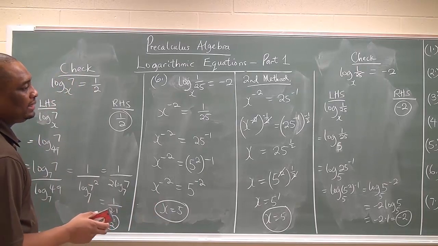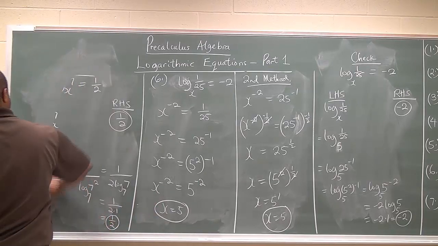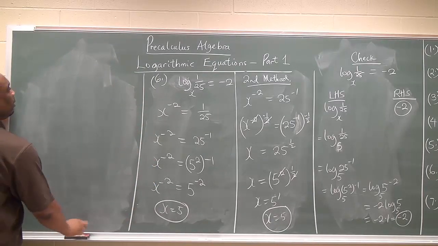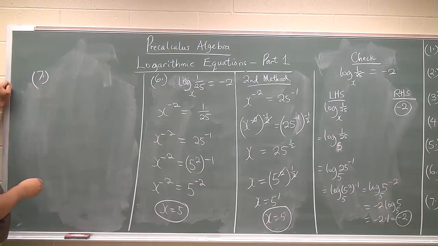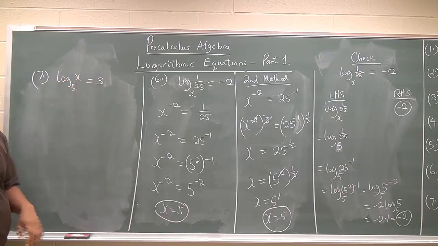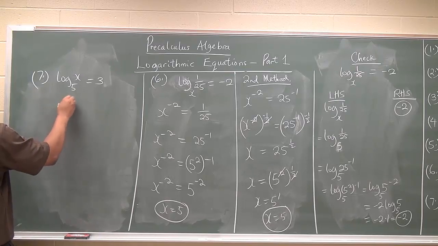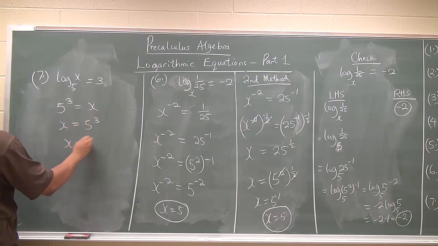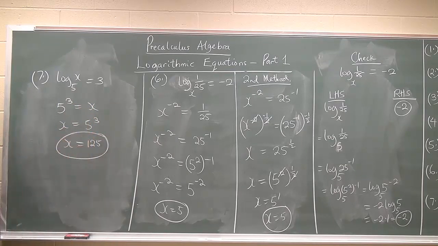Okay, question 7 is the next one. Question 7, we have log x base 5 equal to 3. So this is pretty straightforward. If we use the relationship between exponents and logarithms, we have that 5 raised to power 3 is x. So x is 5 cubed and x is 125. 5 times 5 times 5, 125.